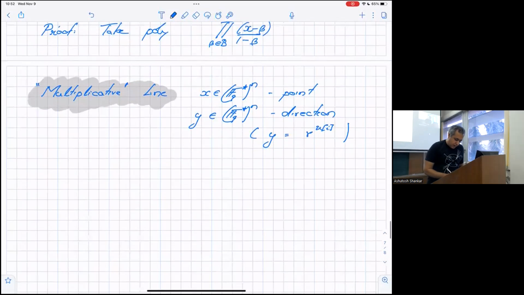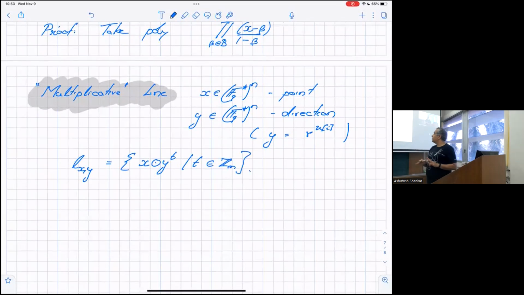And I'm going to define the line L of x,y, the multiplicative line, as x dot y to the t, for t in the field. Is the line clear? So these are the lines I'm going to be looking at. You can take any point and any direction as long as they're in F_q star to the m. Notice that all the points in this line are still in F_q star to the m. And the directions we'll be looking at will be only of the form gamma to the power u_i.